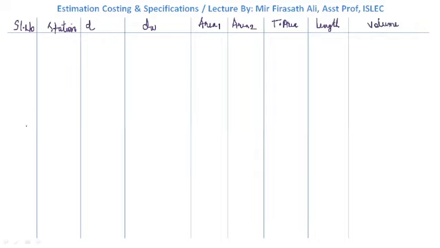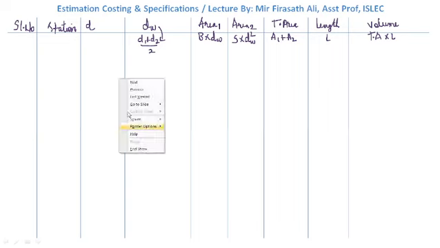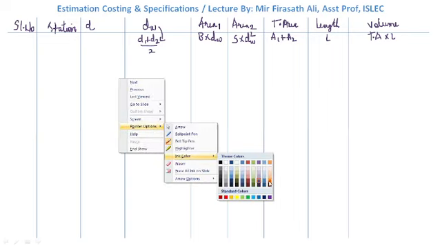What is the formula for average depth? d1 plus d2 by 2, average depth. What is the formula for area 1? b into dw. What is the formula for area 2? s into dw square. Total area a1 plus a2. Volume is total area into length. Okay, so let us start filling this table.